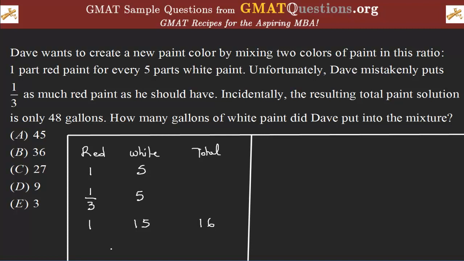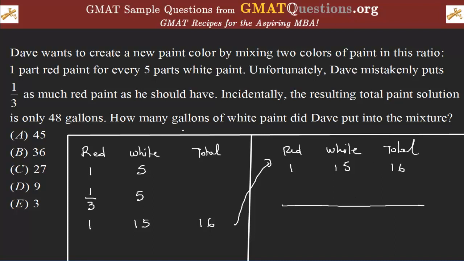Now, I'm running out of room here, so I'm going to rewrite the same thing right there. So I'm going to put red, white, and total. And we have 1, 15, and 16. If you watched the previous question or the question before that, you realize that I'm going to draw a line here and understand that 48 corresponds to the total ratio, because 48 gallons is the total paint solution. So clearly it's going to correspond to 16. But I'm going to write it below the line, so I'm going to write 48.